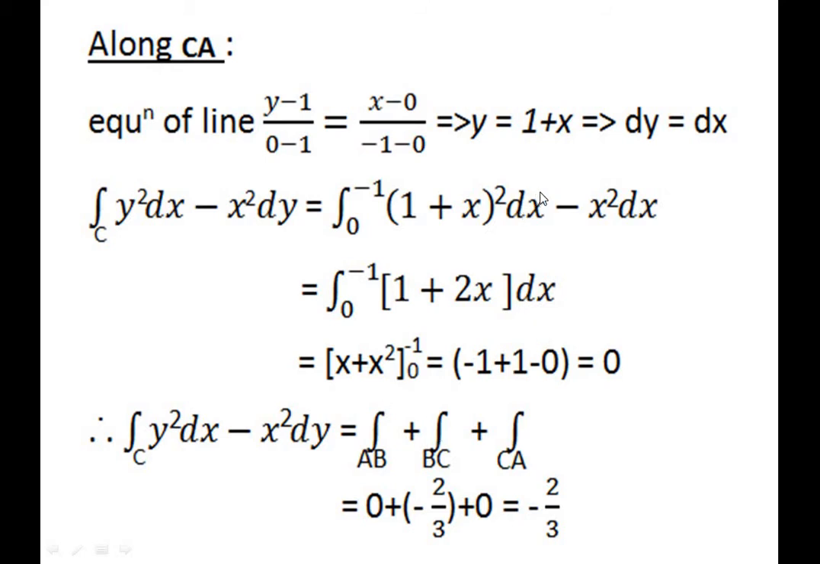with respect to x, we get x + x^2 from 0 to -1, that is equal to -1 + 1 - 0, which is equal to 0. That is, the integral along the curve CA is equal to 0.